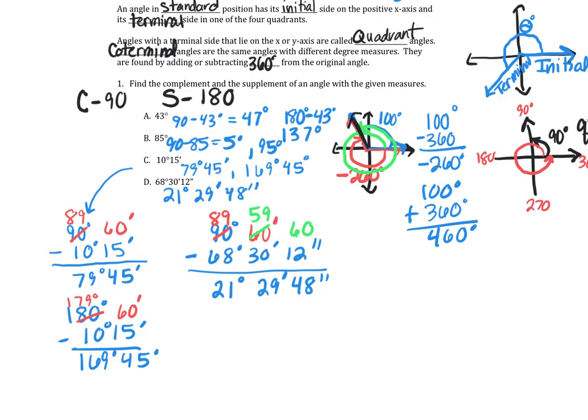So the shortcut would be that let's just add 90 here. If I take this and I add my 90 degrees to get the supplement, we still have 48 seconds. We still have 29 minutes. And we have 111 degrees. So there's my supplementary angle: 111 degrees, 29 minutes, 48 seconds. So there are some conversions there with our minutes and our seconds. Again, they are portions of a full degree.